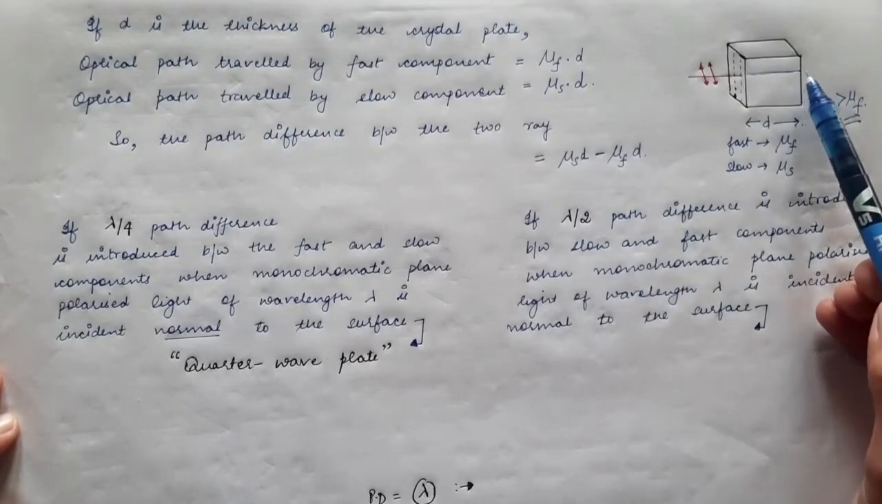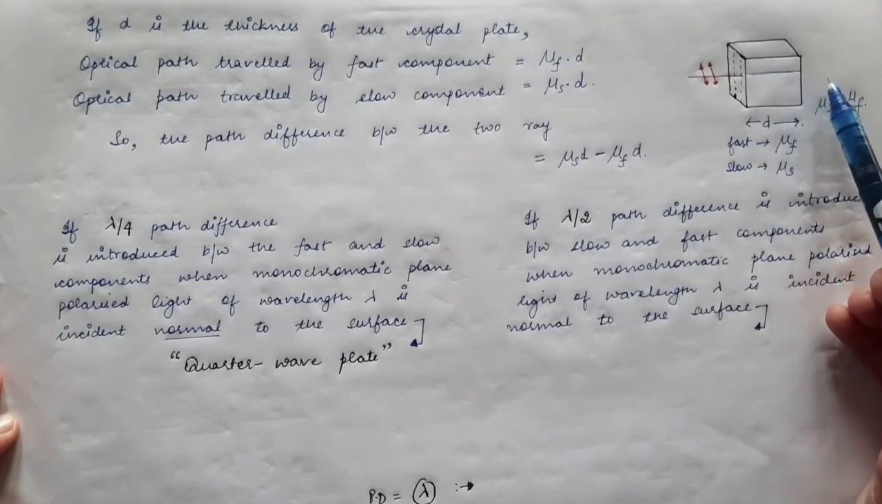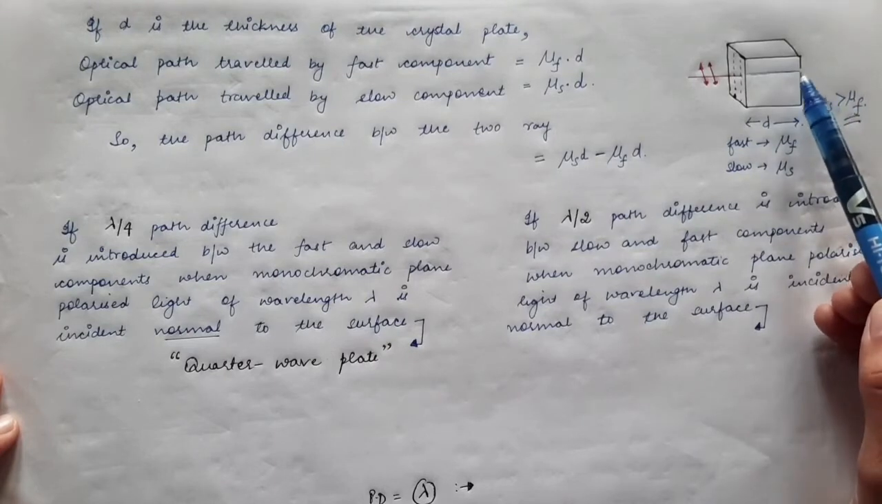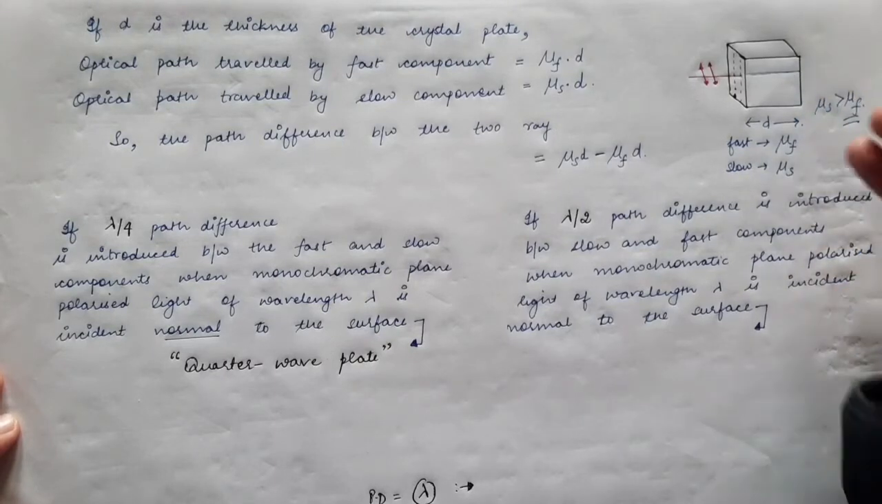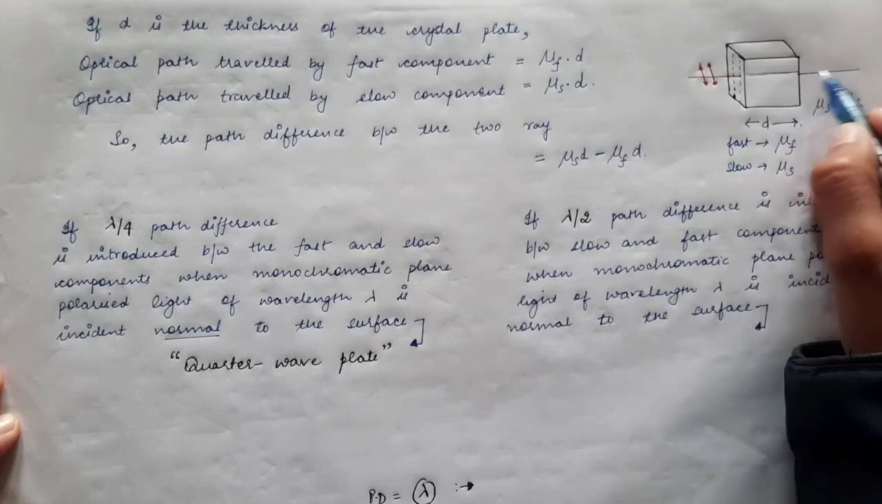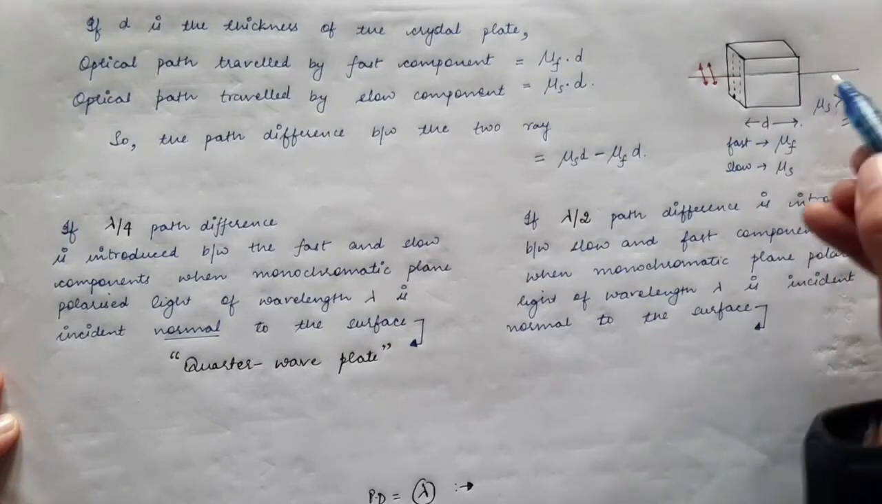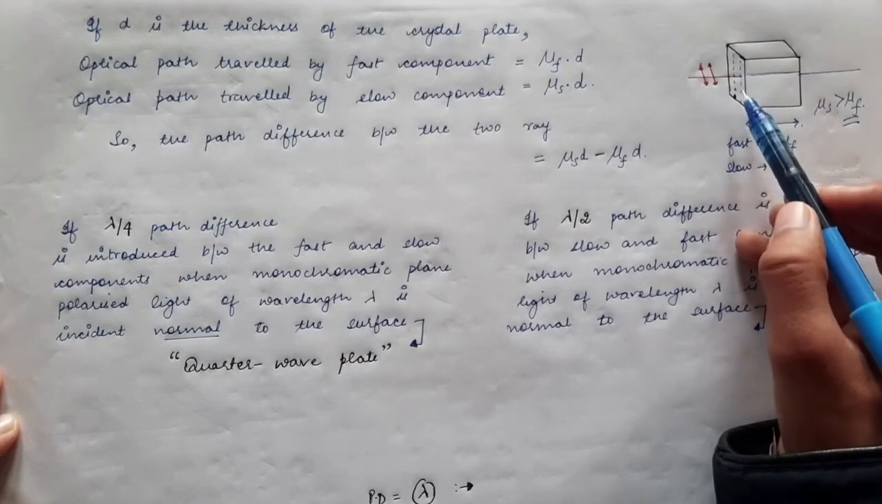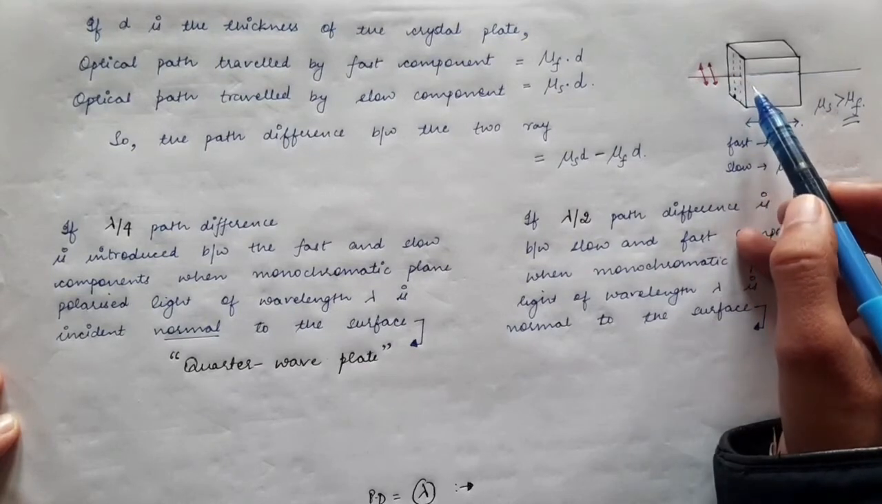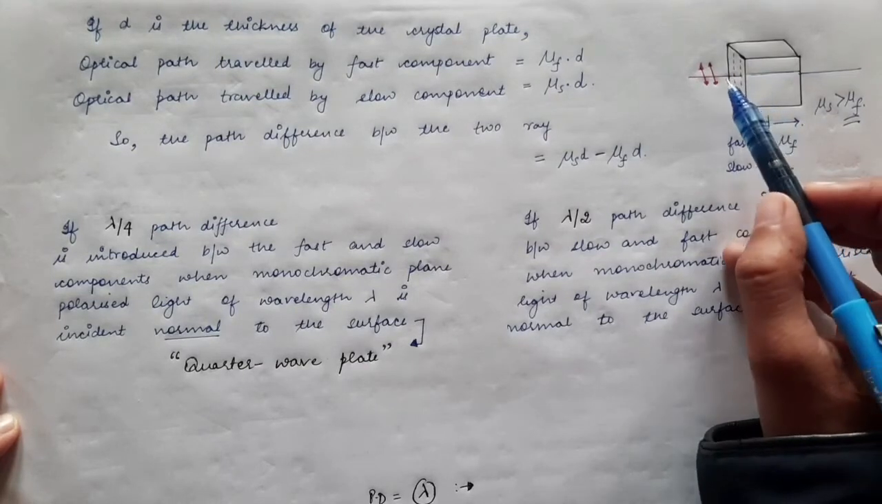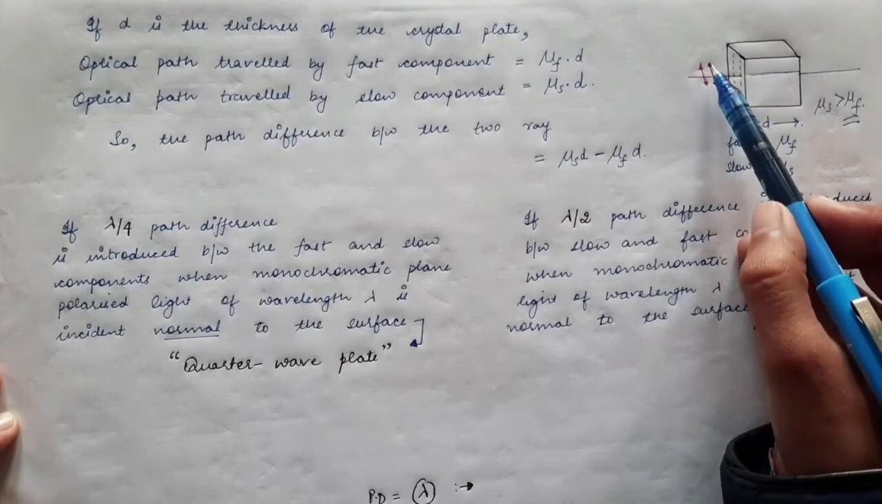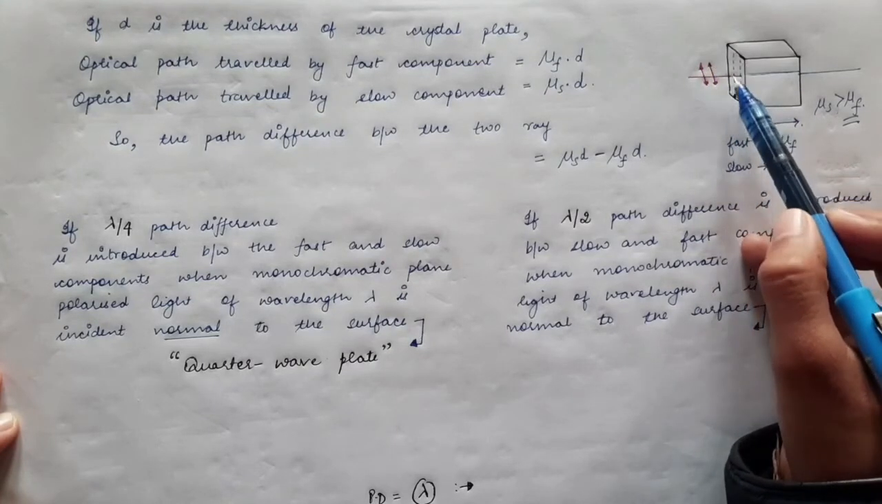Now when these two orthogonal components come out of this plate, they will again superimpose with each other. One is the component parallel to the optic axis and another is the component perpendicular to the optic axis. So the electric field vibrations of the incident ray were divided into two components.